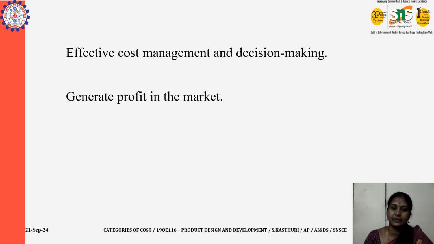So in conclusion, understanding the different categories of cost involved in product development is essential for effective cost management and decision making. By systematically evaluating the cost at every stage, from design through to post-production, businesses can optimize their operations, minimize unnecessary expenses and improve overall financial performance.